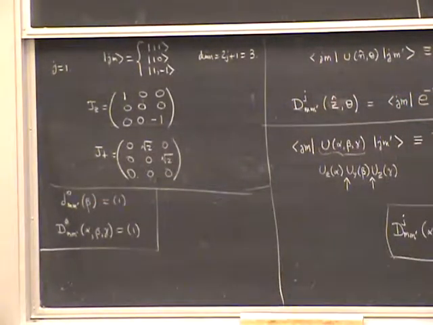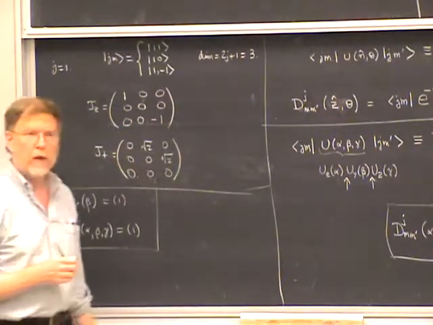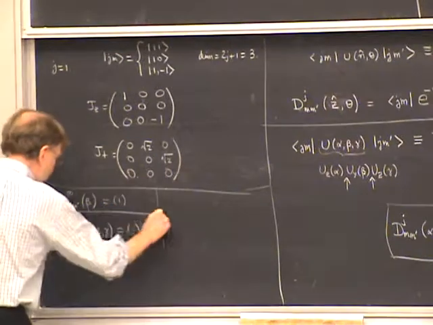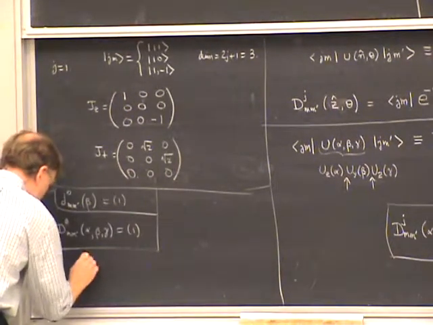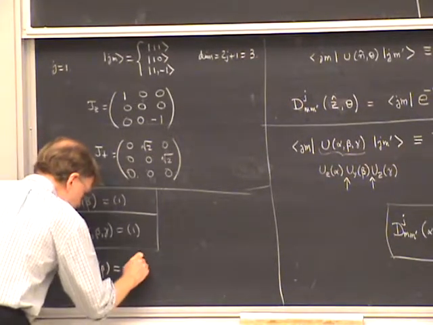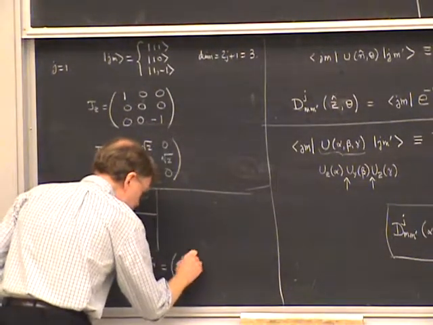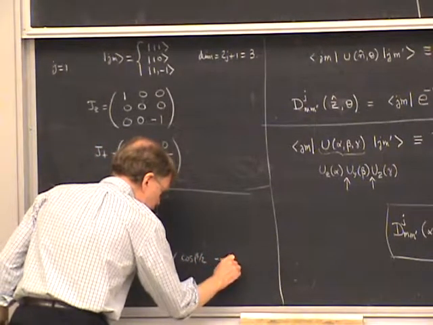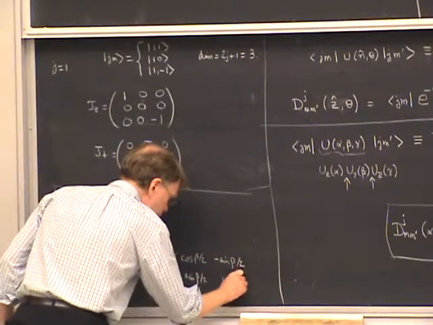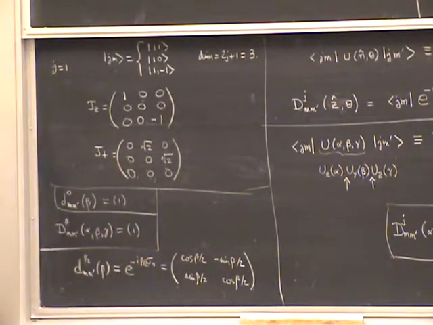For j equals a half, we already worked out in the last lecture, I think it was, or two ago, the rotation matrices for spin-1/2 systems. And in particular, if you want to rotate about the y-axis, here's what you get. You get d^{1/2}_{mm'}(beta). This is the same thing as e to the minus i beta over 2 times sigma y. And if you work it out, it turns into cosine of beta over 2, minus sine of beta over 2, sine of beta over 2, and cosine of beta over 2, like this. It's a non-trivial rotation matrix.